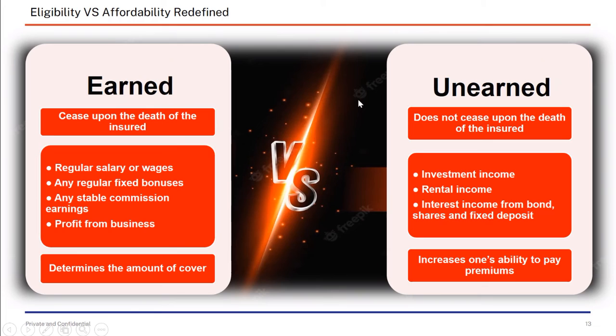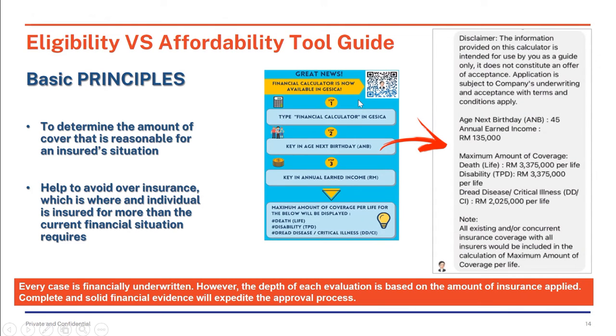Okay, so here we have very basic principles on how you use this eligibility versus affordability tools guide. We have this tools guide in our Jessica already. It gives the very basic principles on how to determine the amount of coverage which is reasonable for an insured's situation, and also how to avoid over insurance, which is where an individual is insured for more than the current financial situation requires.